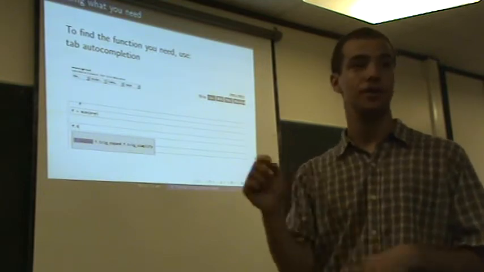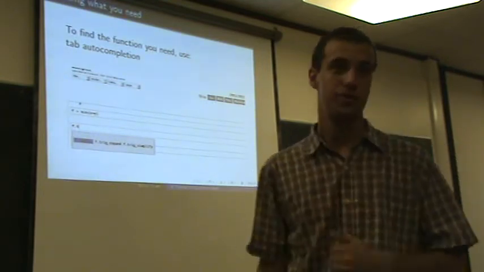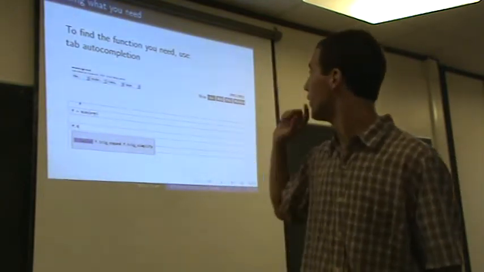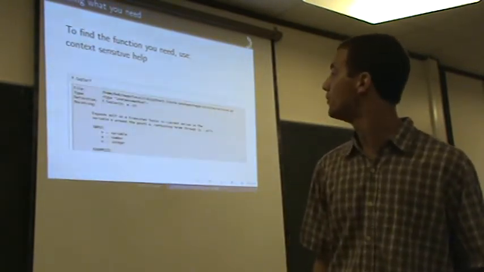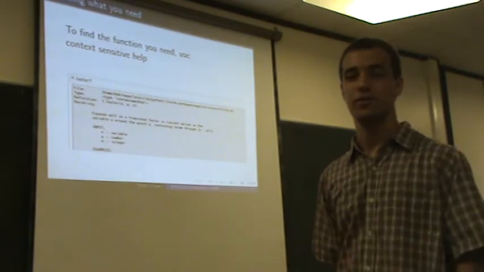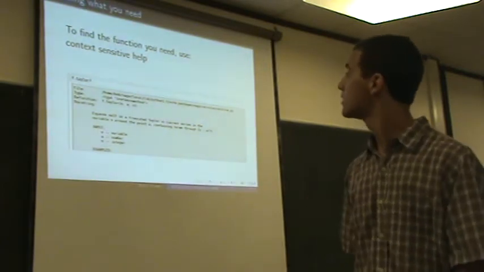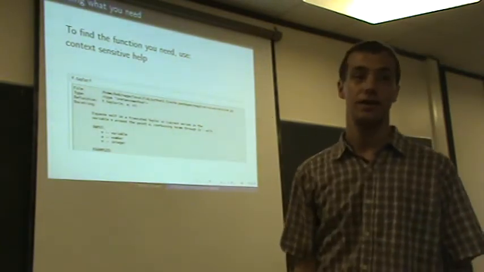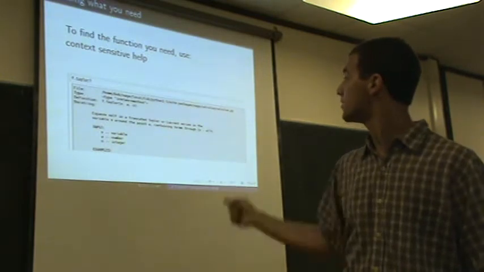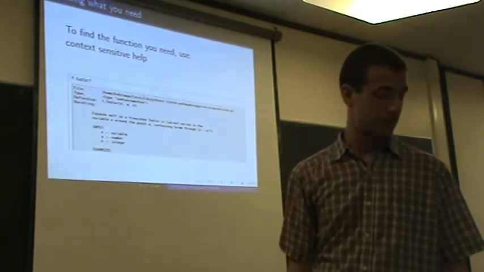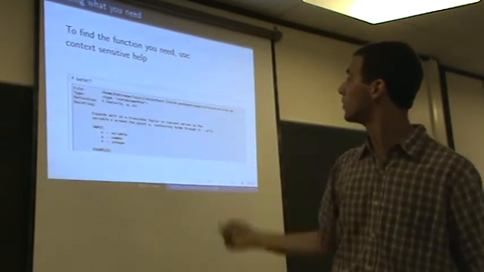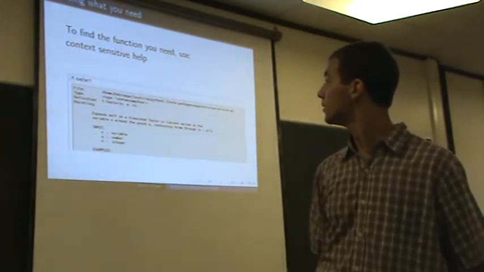You can click on it or hit enter or whatever. I'll show you this more later. But yes, you can use this tab autocompletion feature to figure out what exists. And then once you figure out whether or not some function exists, you type question mark and hit tab again in the web interface, and it comes up with the documentation for that. Very nice. So you have this context-sensitive help.